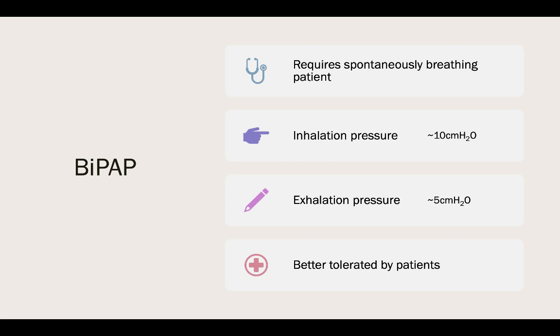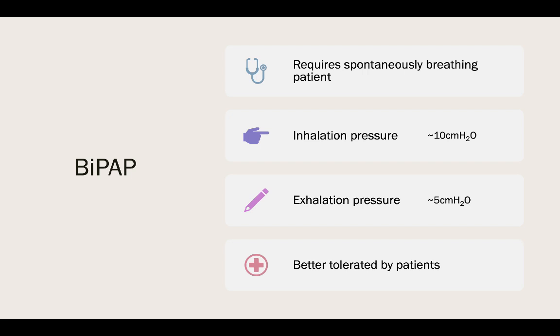BiPAP is a lot like CPAP. Again, it is a non-invasive mode, needs a spontaneously breathing patient to maintain his own airway. The big difference here, and really the only difference between BiPAP and CPAP, instead of a continuous pressure, we have this variable pressure. So we have an inhalation pressure and we have an exhalation pressure. So on inhalation, we're giving a little extra oomph into the airway. So these patients have airway resistance issues, right? So they need a little bit more airway pressure. So we've got an inhalation pressure, then we've got an exhalation pressure. We've got that PEEP still going to keep those alveoli open.